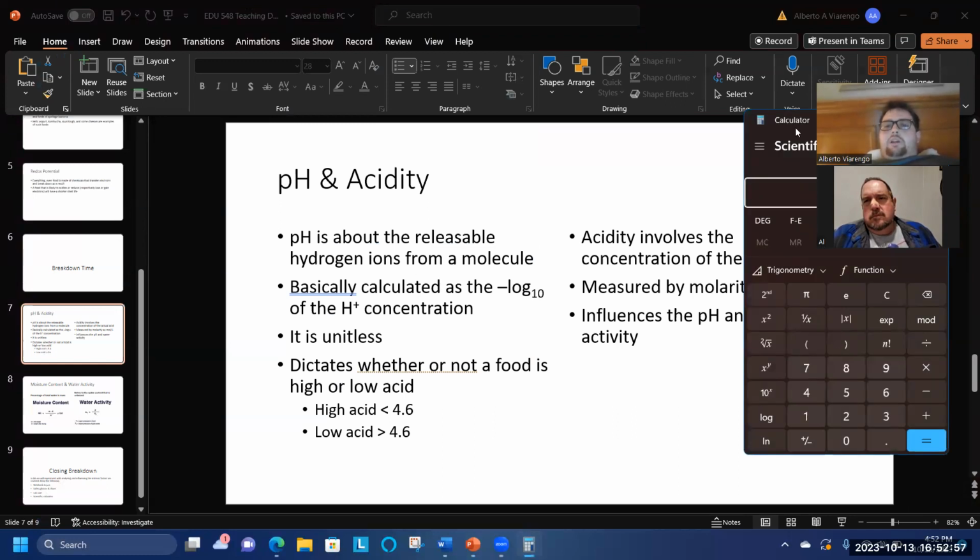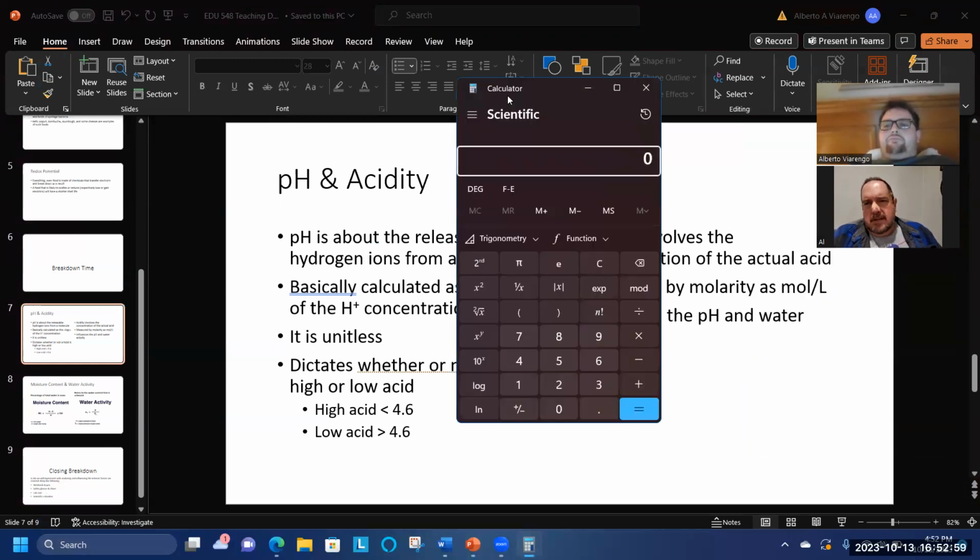All right, can you see the calculator okay? Yes, I can. Okay, let's go with a concentration of 50 moles per liter, just for example. Then take the log of that. That would be a pH of 1.69 and so on.